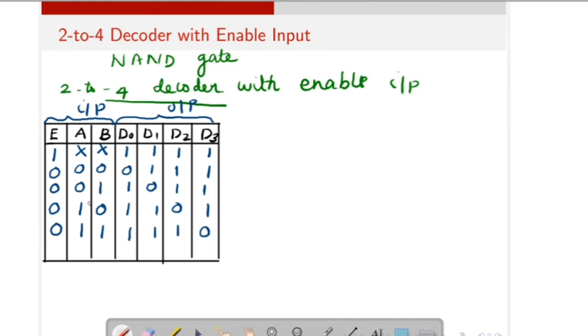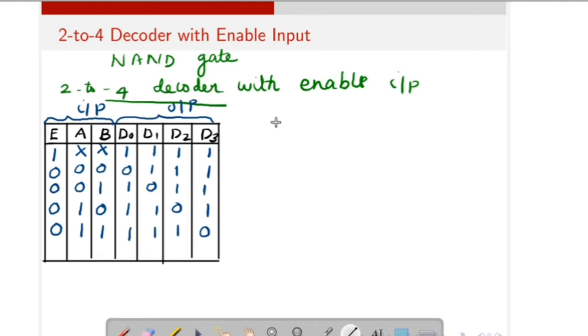In the case of a 2 to 4 decoder, our output is equal to 1. Here we use a NAND gate, so the output is complemented, so the output is equal to 0. When the input is equal to 0 0, the output is 0. Also here there is an enable input. Only when the enable input is equal to 0 do we get the output. When the enable input is equal to 1, whatever the input, all outputs are 1.